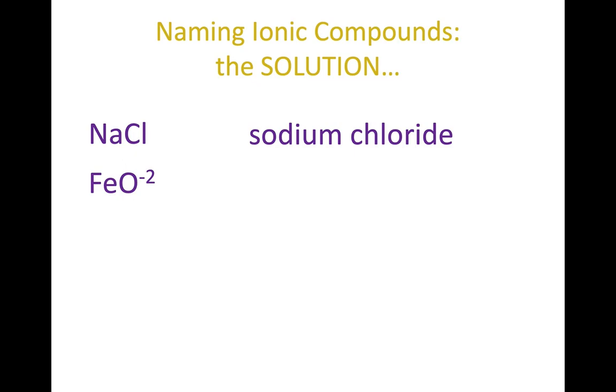But if you look at iron oxide, FeO, you have to use a charge also. You have to tell me what the charge is here, and you can figure that out because you know that oxygen is minus 2. But it only takes one iron to balance it out, so I know iron must be plus 2. So this is iron(II) oxide.